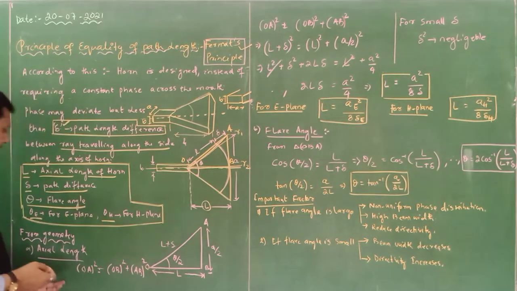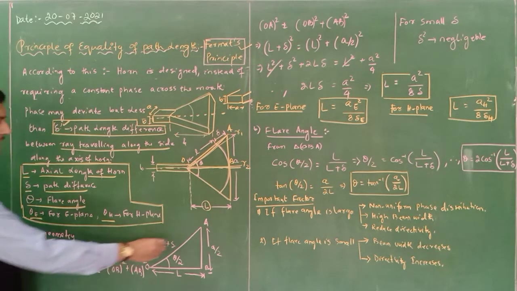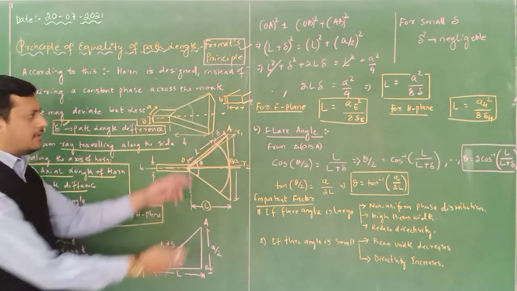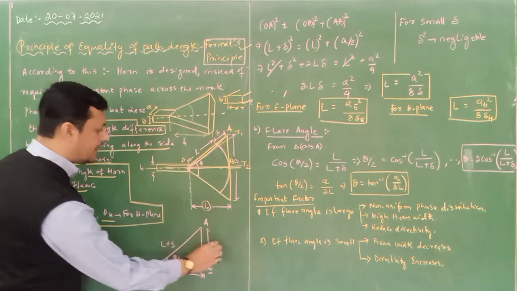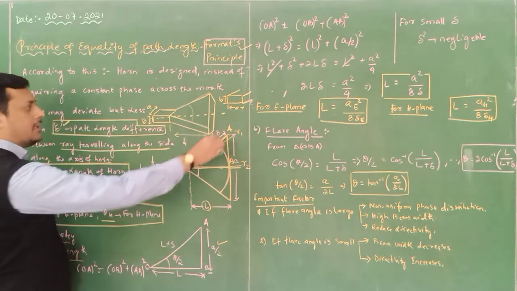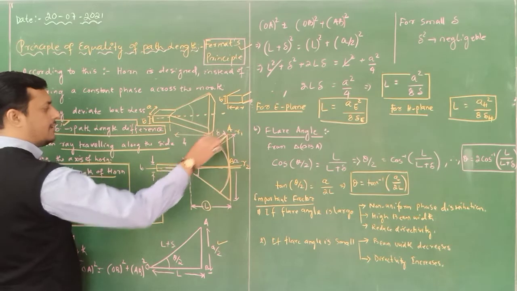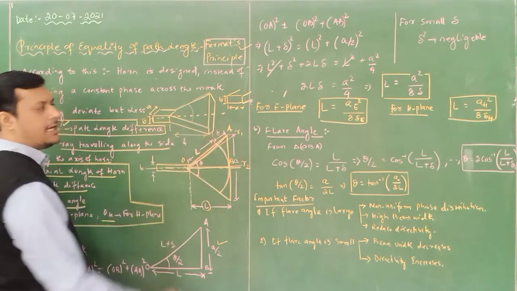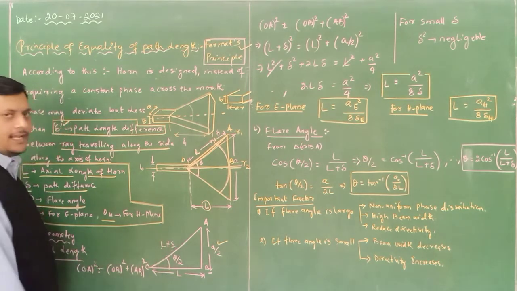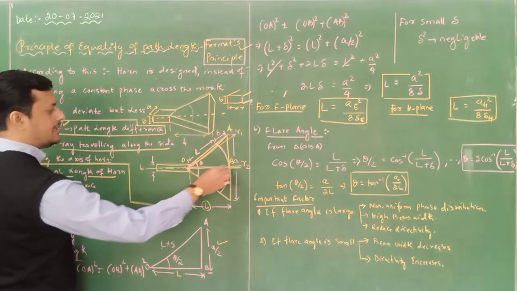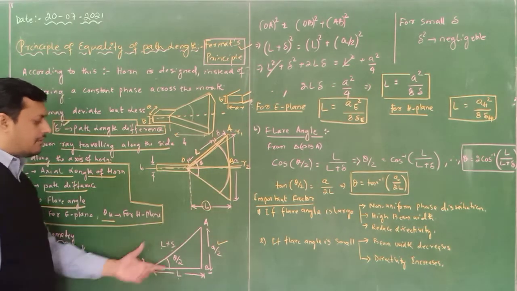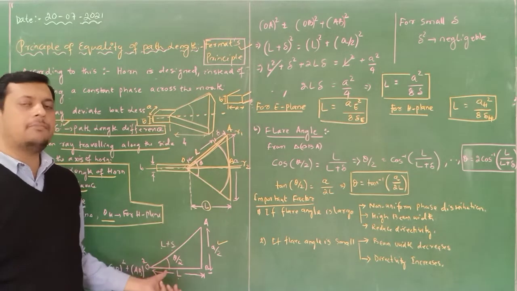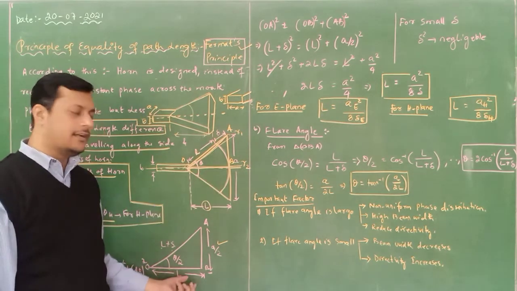Now for that, here in the triangle from A to B, the total distance is A, but AB is the half of that. So here I have written A by 2. This particular path, this hypotenuse of this particular triangle, is L plus del. So it is L plus del. And this distance is the axial length L. So from this triangle it is quite easy to determine the value of L. And L will be represented in terms of A and in terms of del.